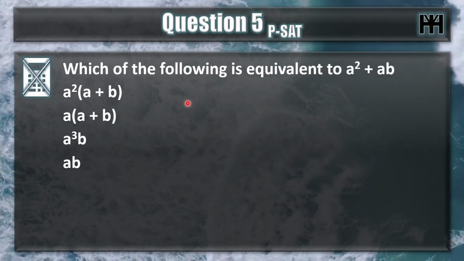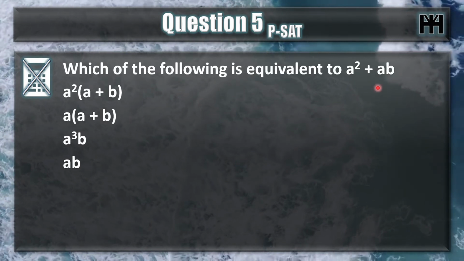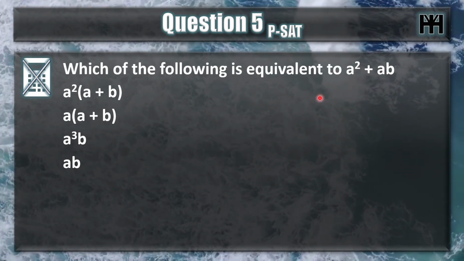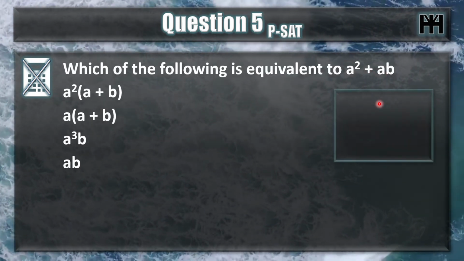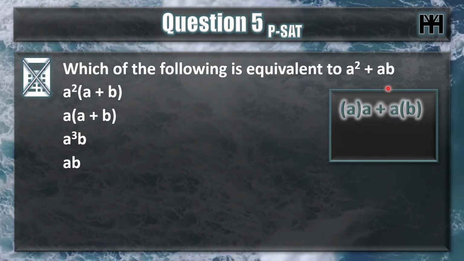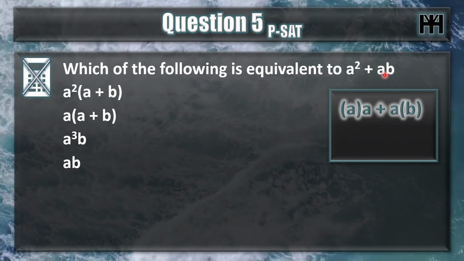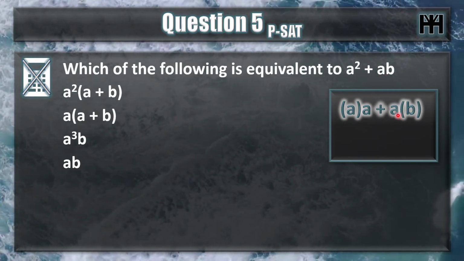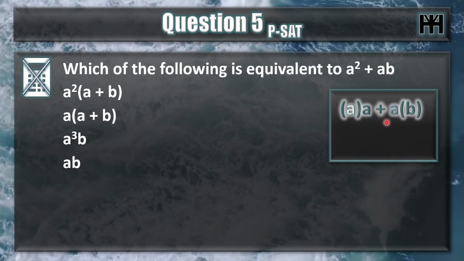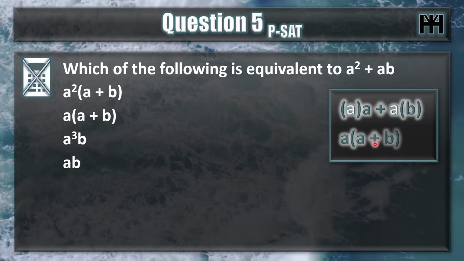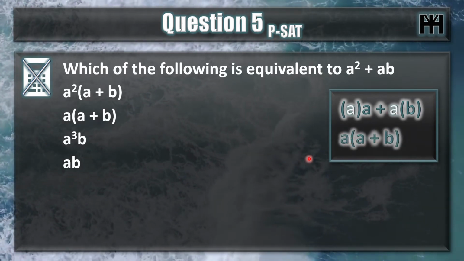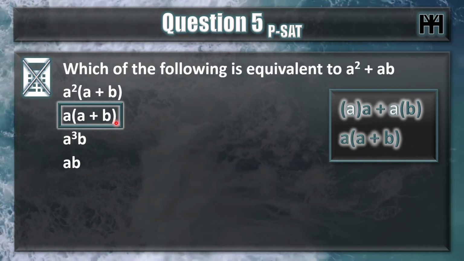Question 5. Which of the following is equivalent to a squared plus ab? Okay, let's write it here. a squared plus ab. a squared is as if we are saying a multiplied by a, plus ab, as if we are saying a multiplied by b. We can take a as a common factor. We'll have a multiplied by a plus b. So this is the correct answer.